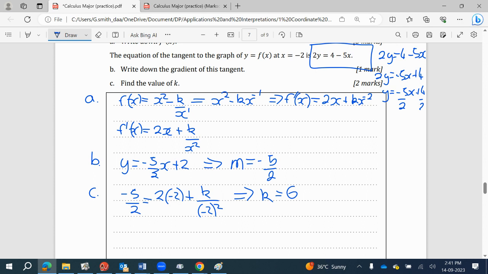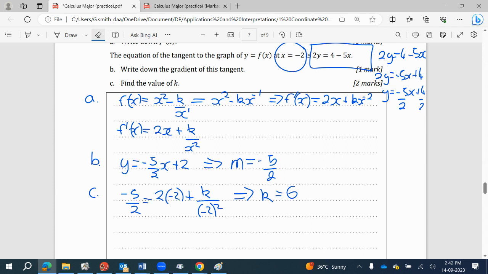So I know that if I put the x coordinate, which is minus 2, into the derivative, it should give me the slope. It can't quite give me the slope because I have the k value. But if I put it in here, like I do on the right-hand side at this point, it has to equal the same as the slope. And the slope is minus 5 over 2, so then N-Solve gives the same.